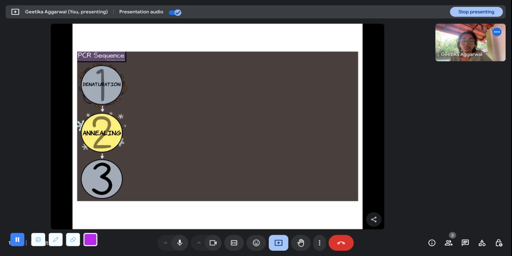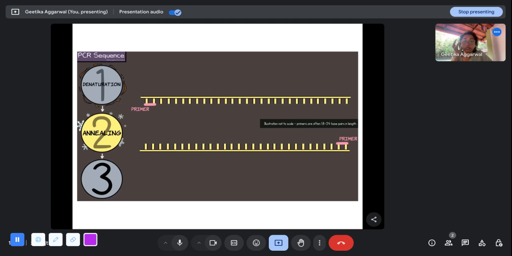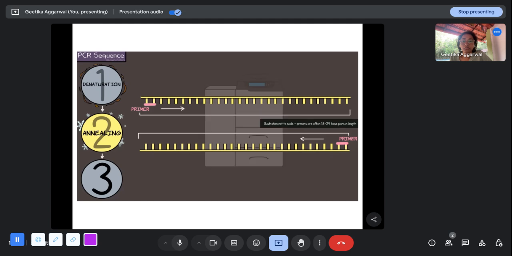Step 2, annealing. Okay, so this word means something a little different in biology. Basically, this is when the 2 DNA strands that now have been separated by that heat are going to be cooled and be joined by the primers. The temperature for this step should allow the primers to bind to the specific segment of DNA that you want to amplify, which means make copies of.